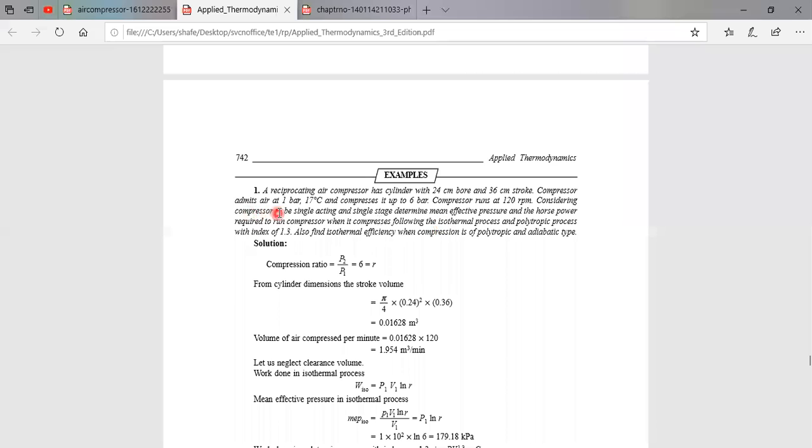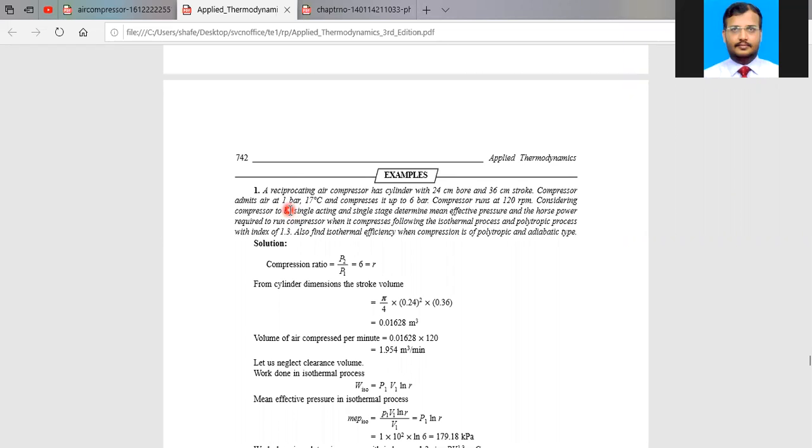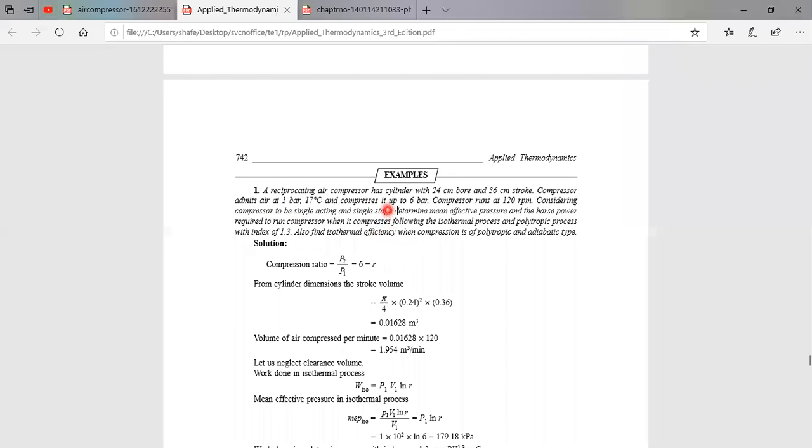The compressor admits air at 1 bar, 17 degrees centigrade. So you are taking air at lower pressure from the atmosphere, that is 1 bar, 17 degrees centigrade. So it becomes P1 and T1, and compresses it up to 6 bar. That's nothing but your P2. The final pressure I require is nothing but P2, right? Now the compressor runs at 120 RPM. The speed of the compressor is 120.